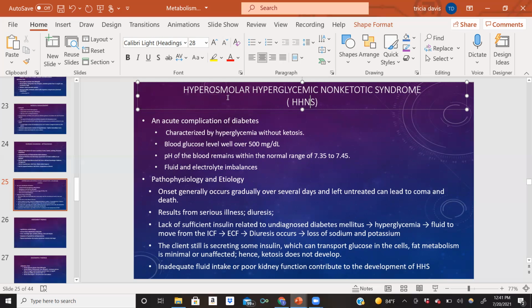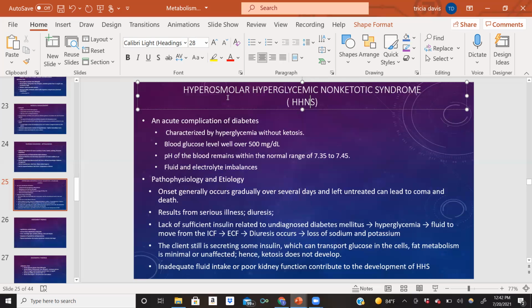which, remember we said, is going to cause fluid to move from the intracellular to the extracellular area. Once that happens, diuresis is going to occur, and we're going to see a loss of sodium and potassium. This client is still secreting some insulin, and it can take some glucose into the cells. So because we see some of that still happening, we're not seeing the fat metabolism that's really having an effect on the body. And if it is happening, it's very minimal. This is why we don't have that ketosis developing in the patients, because there is still some insulin.